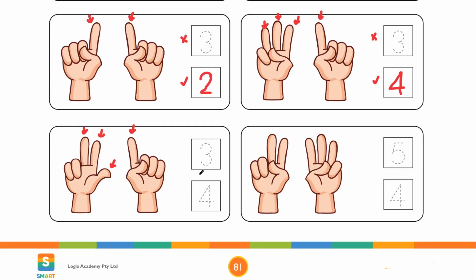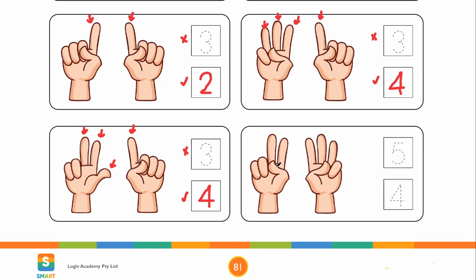So in front of you, you got 2 boxes. This box contains number 3, which is the wrong answer. And this box contains number 4, which is the correct answer. So let's start tracing the correct number, that is number 4. So stretch the line from bottom towards the top and now make a slant line in the downward direction and horizontal line from left towards right. So we are done with the tracing of the correct number, that is number 4.